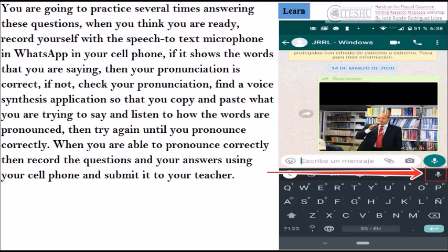Find a voice synthesis application so that you copy and paste what you are trying to say and listen to how the words are pronounced. Then try again until you pronounce correctly. When you are able to pronounce correctly, then record the questions and your answers using your cell phone and submit it to your teacher.